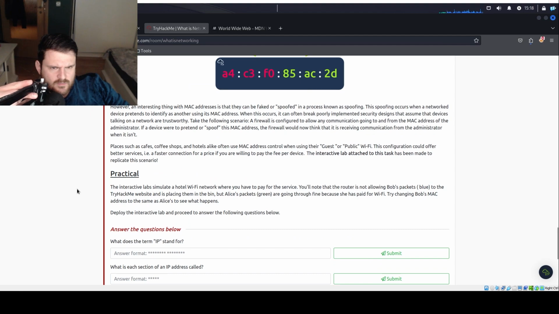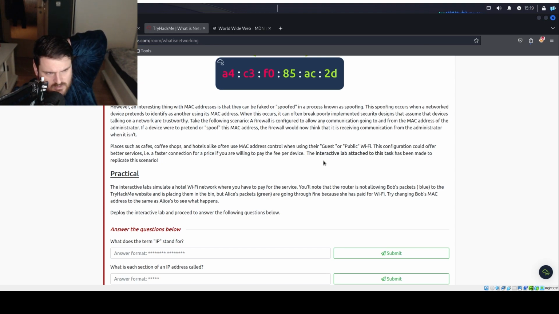However, an interesting thing with MAC addresses is that they can be faked or spoofed in a process known as spoofing. This spoofing occurs when a network device pretends to identify as another using its MAC address. When this occurs, it can often break poorly implemented security designs that assume that devices talking on a network are trustworthy. Take the following scenario. A firewall is configured to allow any communication going to and from the MAC address of the administrator. If a device were to pretend or spoof this MAC address, the firewall would now think that it is receiving communication from the administrator when it isn't.